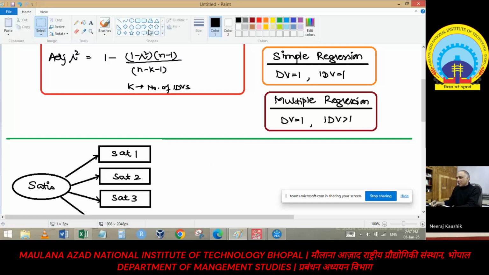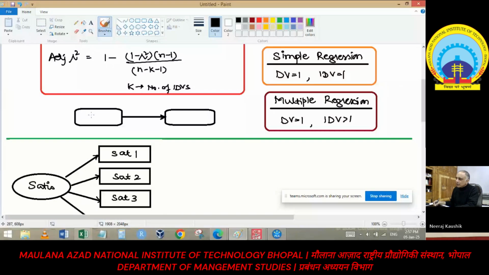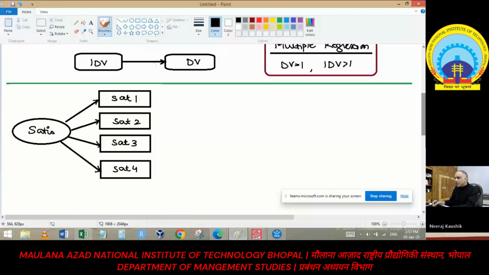Maybe I have not explained it properly, so let me go again. Whenever we make a diagram like this, this one is called the IDV and this one is called the DV. Just remember again a couple of names, because we have a tradition: everything should have many names. So let's write their several names.